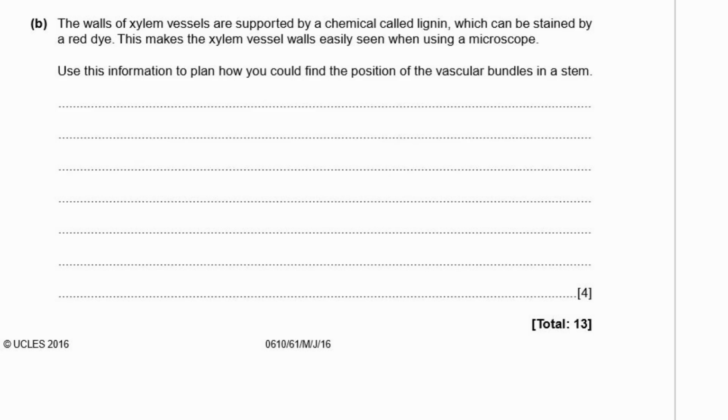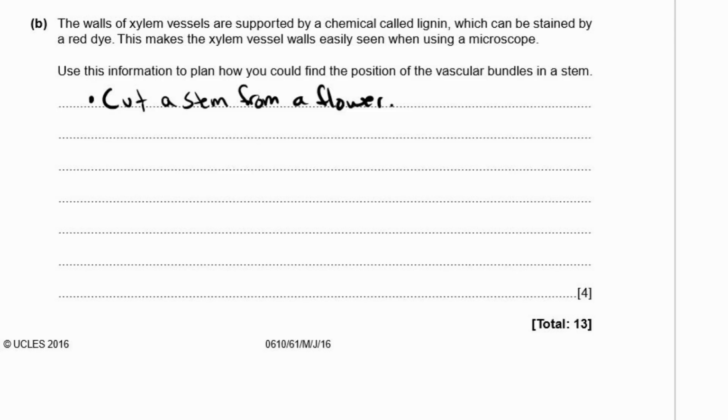All right. B. The walls of xylem vessels are supported by a chemical called lignin, which can be stained by a red dye. This makes the xylem vessel walls easily seen when using a microscope. Use this information to plan how you could find the position of the vascular bundles in a stem. Okay, you want to know where are the vascular bundles in a stem? First of all, you have to find a stem. You could say cut a stem from a flower. It doesn't have to be a flower, just cut a stem. But you're designing an experiment, so you want to say some specific details. So cut a stem from a flower.